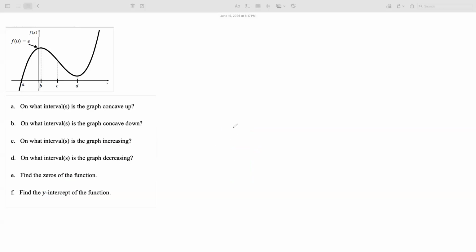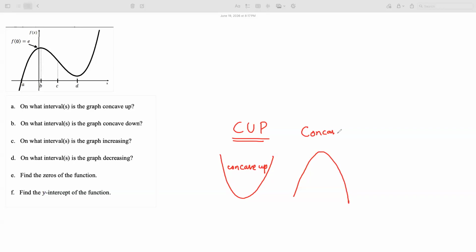Okay. So let's see. Remember a cup. You remember a cup? That's concave up. Make sense? This is the easiest way to remember. A cup is concave up. Cup down is concave down. Makes sense? The shape of a graph. If you remember a cup, it's concave up.